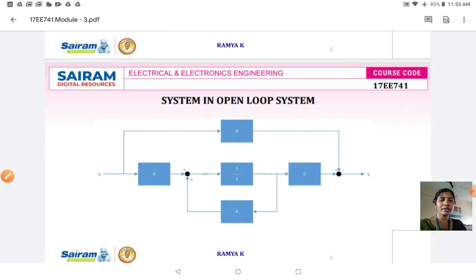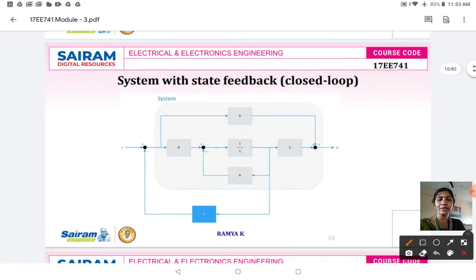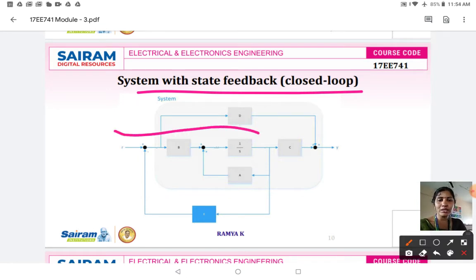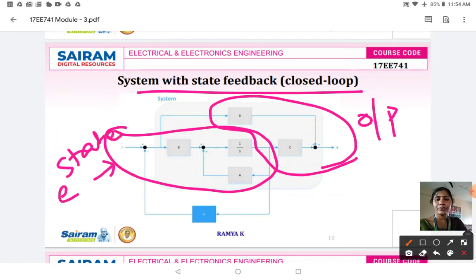So the next diagram that I am going to show is a system with state feedback. It is your closed loop system. When you see over here, you could see it is the input. This complete part stands for your state equation, and Y is equal to Cx is your output equation. These two, without any loop, are shown over here.